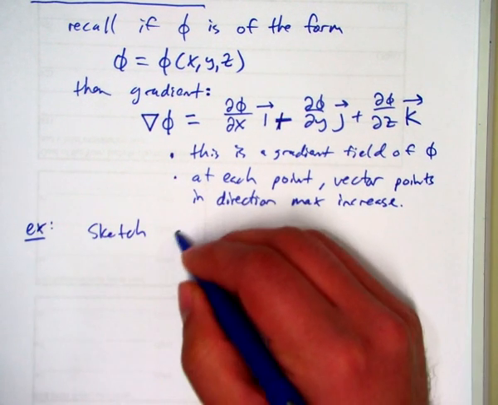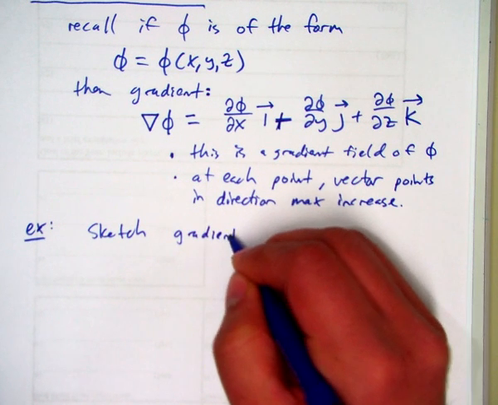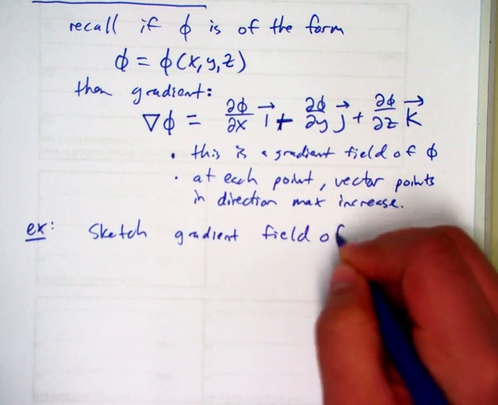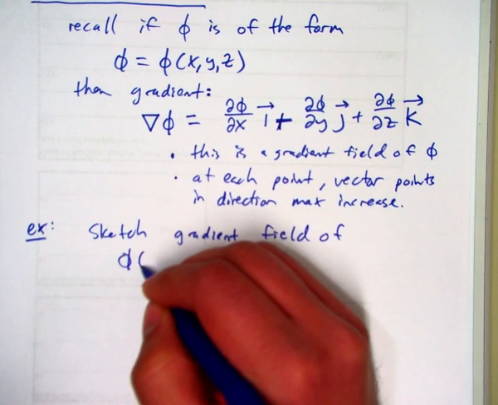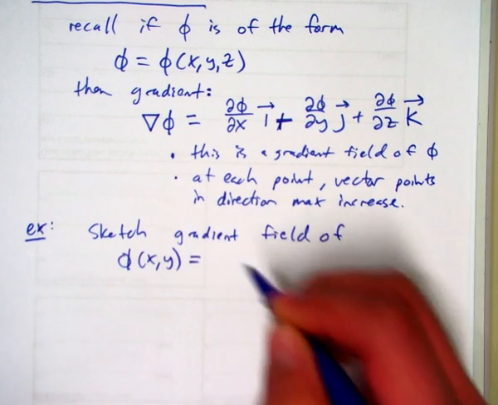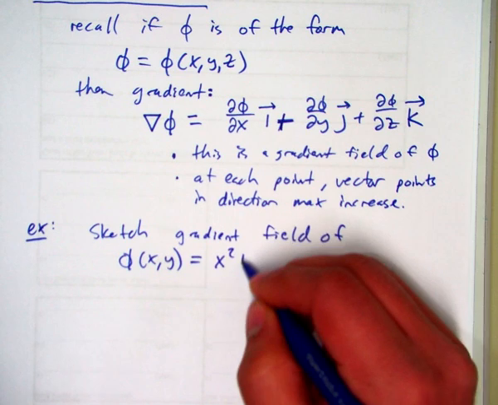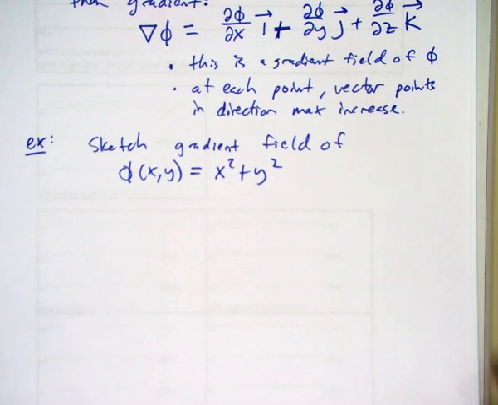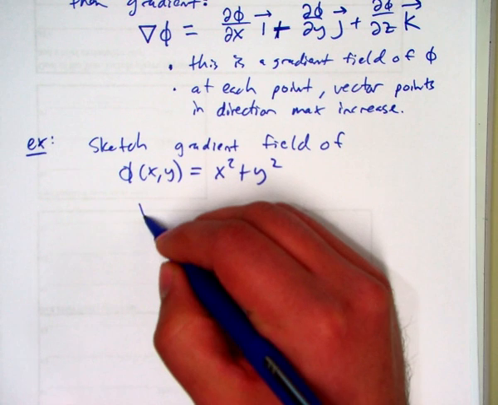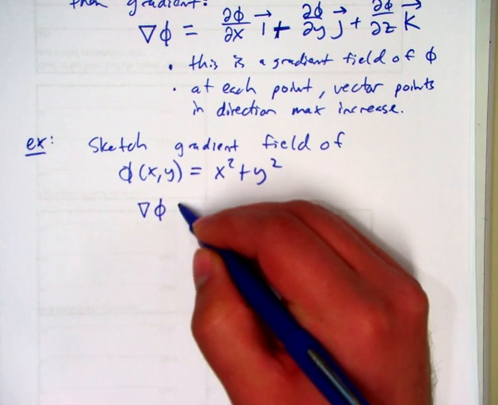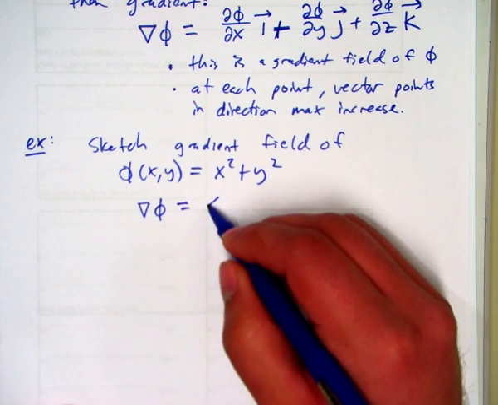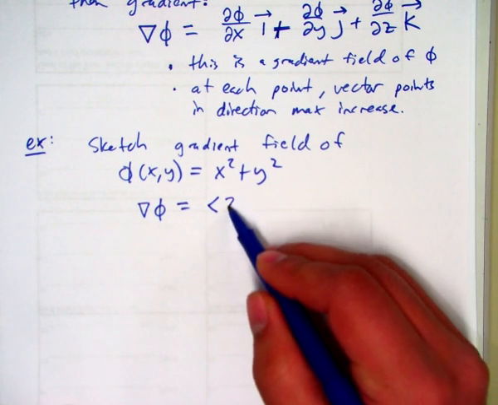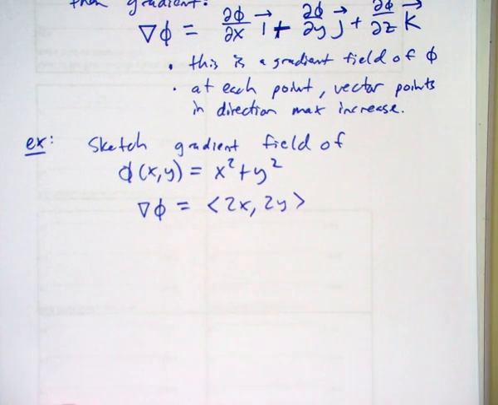Sketch the gradient field of, we'll just go 2 variables, phi of x, y equals x squared plus y squared. Okay, so the gradient field is just the gradient of phi, which would be what? 2x, 2y.